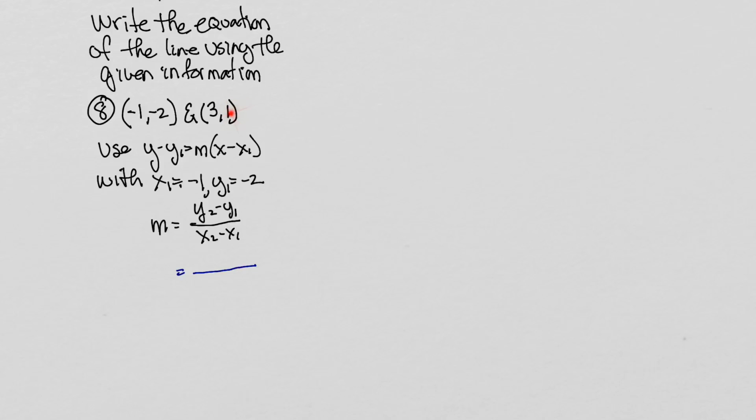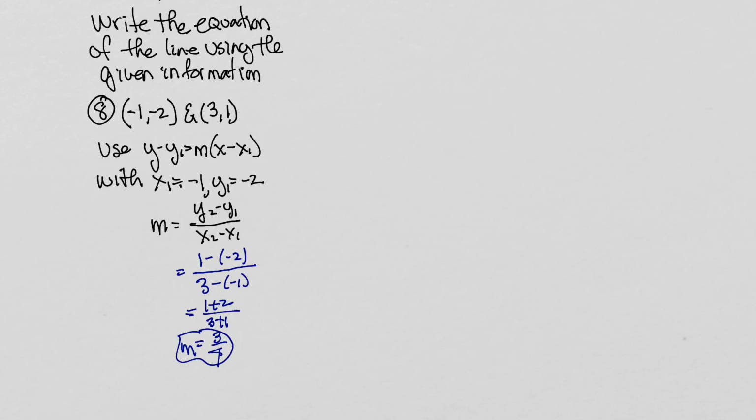As I look up here, I'm just reading left to right. The second y I see is a 1, and the first y I see is a negative 2. So this is going to be 1 minus negative 2 over second x minus first x. Second x is a 3 minus that first x. So it's going to be 3 minus negative 1. This will give us 1 plus 2 over 3 plus 1. So we'll get 3/4. So there's our slope. Now we can use this template with x1 being negative 1, y1 being negative 2, and m being 3/4.